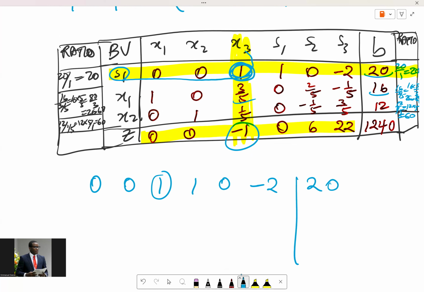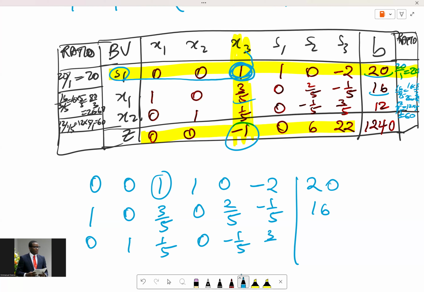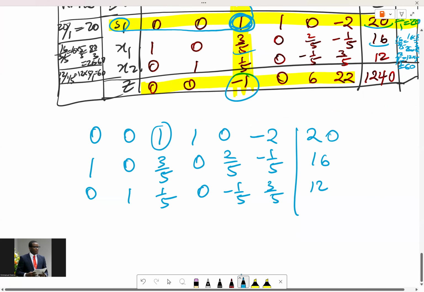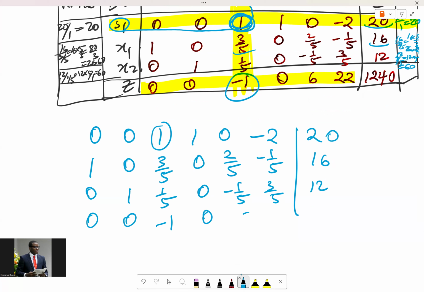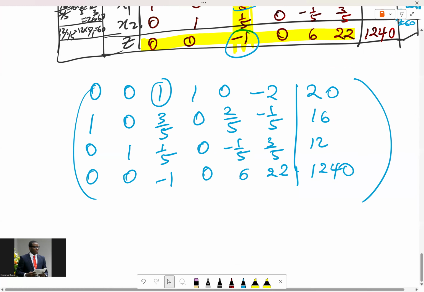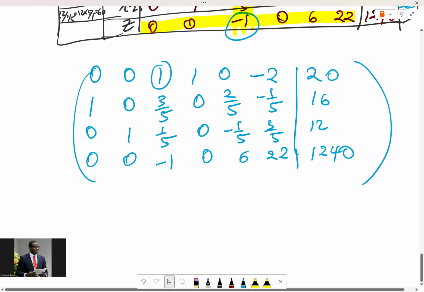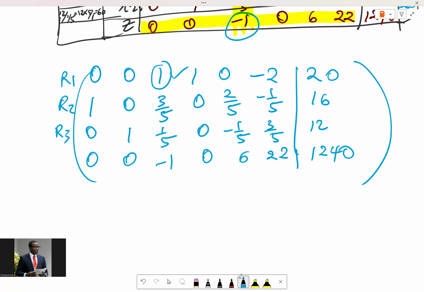Okay, then 1 0 3 over 5 0 2 over 5 minus 1 over 5 16. Then we have 0 1 1 over 5 0 minus 1 over 5 3 over 5 12, and lastly 0 0 minus 1 0 6 22 1 2 4 0, all this. And then thankfully this is already 1, so we don't have to worry about it. So we have row 1, row 2, row 3, and row 4.